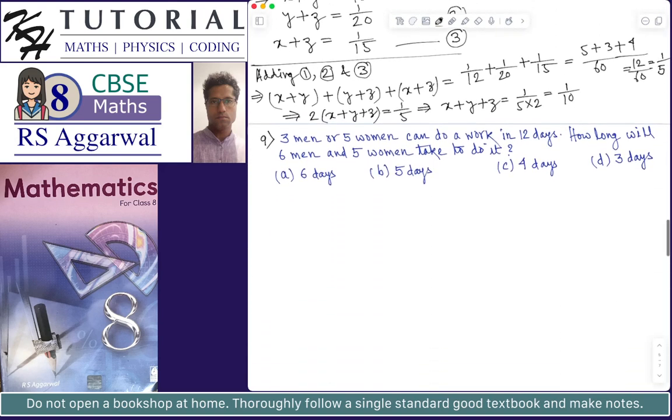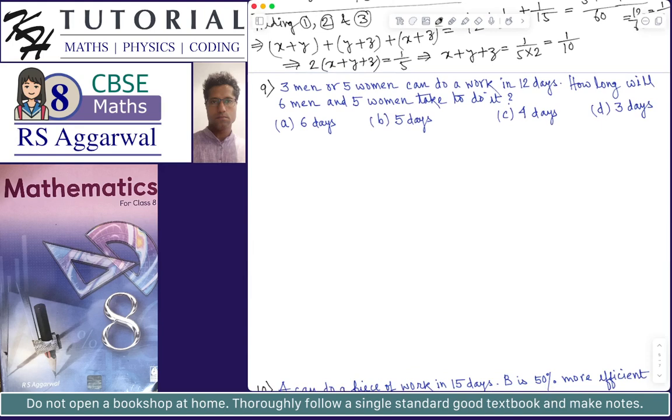Okay, let's do problem number 9. 3 men or 5 women can do a work in 12 days. How long will 6 men and 5 women take to do it?